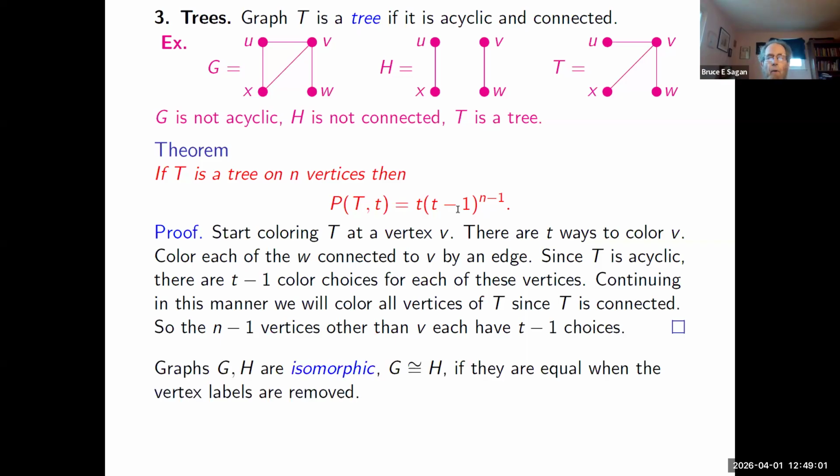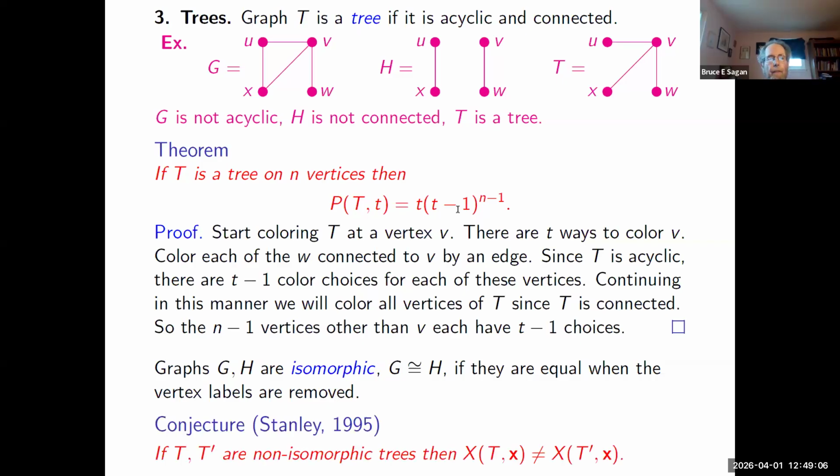Call graphs G and H isomorphic if they're equal once their labels are removed. So here is a famous conjecture from Stanley, again from that original paper. Suppose we take two non-isomorphic trees and I compute their chromatic symmetric functions. They are going to be different. So notice the total opposite of this theorem. This theorem says you take two things on n vertices, always the same chromatic polynomial. This is saying take two non-isomorphic trees on n vertices, always different chromatic symmetric functions.